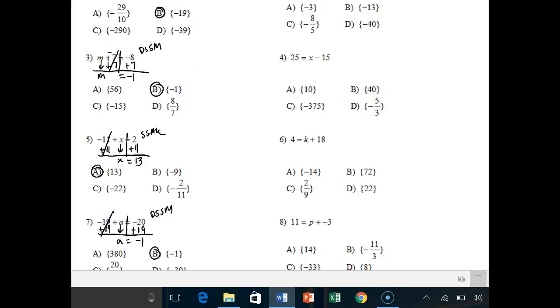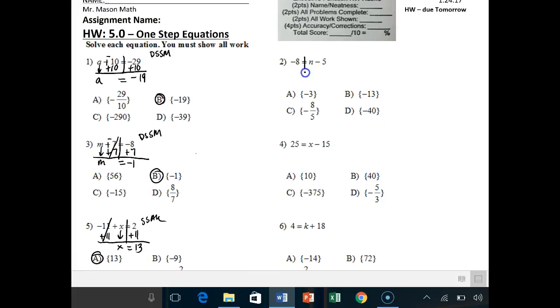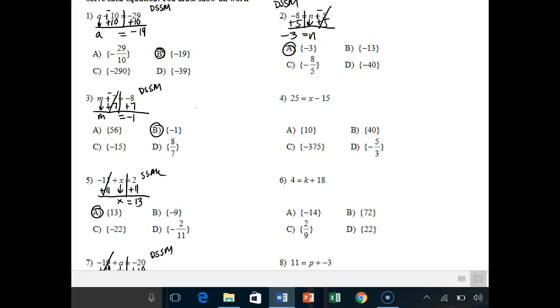Real quickly, I just wanted you to notice that on a problem like number 2, the variable is on the right-hand side. So plus and negative, you need to add 5, add 5. That's a DSSM. Those cancel out, that's 0. N is equal to negative 8 plus 5 is 3, but there are more negatives, so negative 3. So be very aware if the variable is on the right-hand side, not to add 8 to both sides or add negative 25 to both sides in that case.